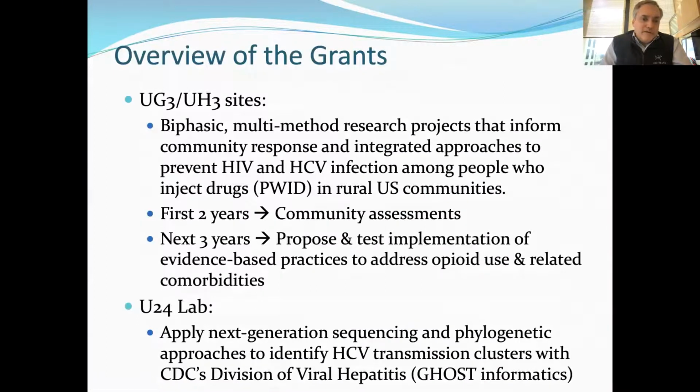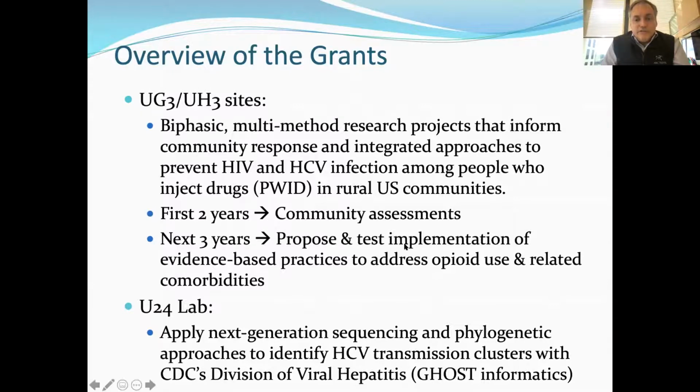The focus of the 8 sites is a biphasic, multi-method research project that informs community response and integrated approaches to prevent HIV and HCV infections among PWIDs in rural communities. The first 2 years was a local community assessment of what their local epidemics look like. The next 3 years was to propose and implement evidence-based practices to address opioid use and related comorbidities.